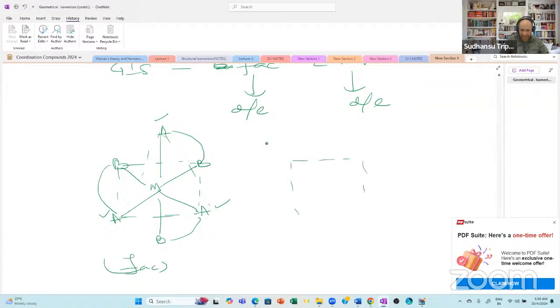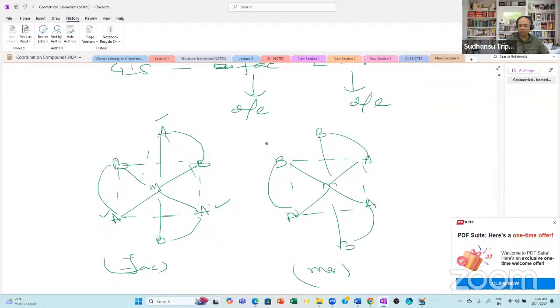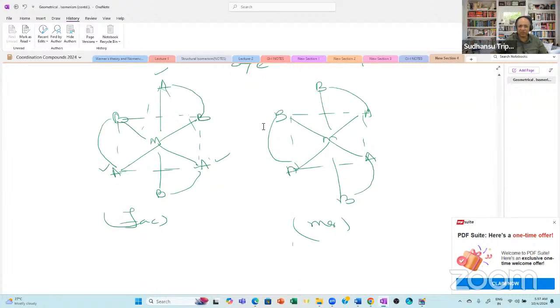And if you make any one switch among them, supposing I make it BA here, and the rest remain the same. Don't switch all, only one switch. A will now be remaining mer, B will also remain mer. So this is mer. Some people call it trans. So this is dissymmetric. This is dissymmetric.